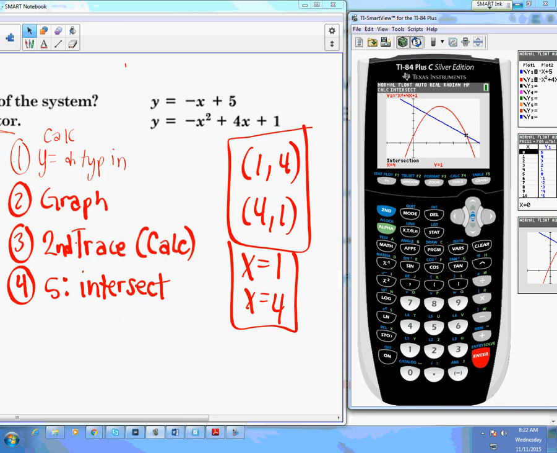Okay, those are the 4 ways to solve systems. We can do it by graphing by hand. We can do it by graphing on the calculator. We can do it by elimination, eliminating the y's when we eliminate. We can do it by substitution, taking one and plugging it into the other. Okay? We're going to have 12 problems like that on your homework.